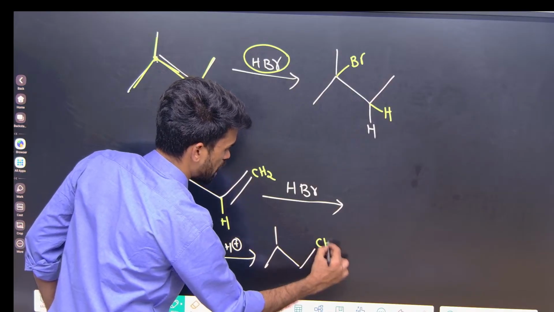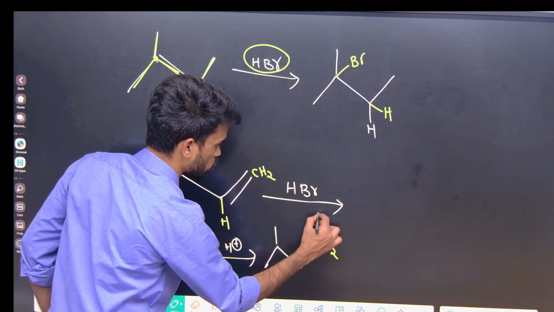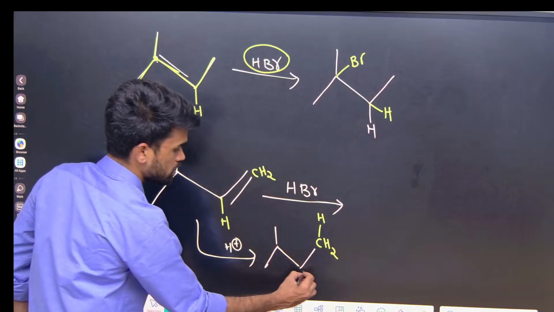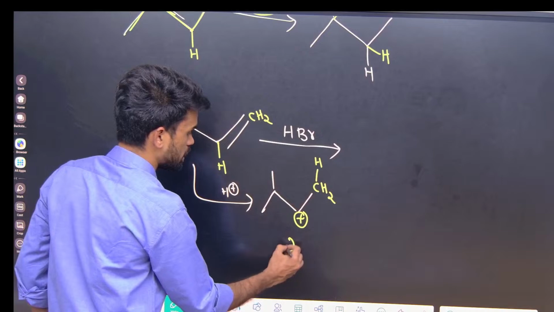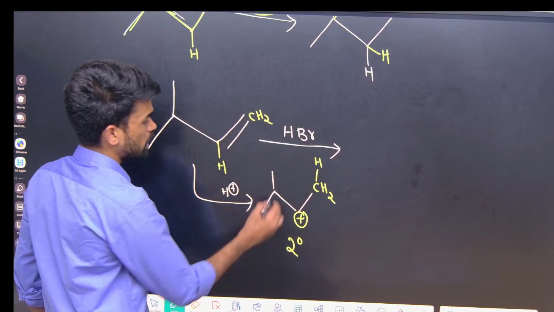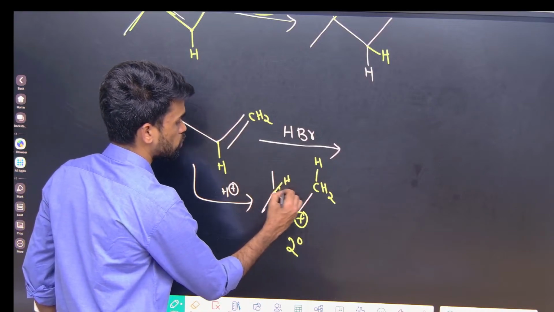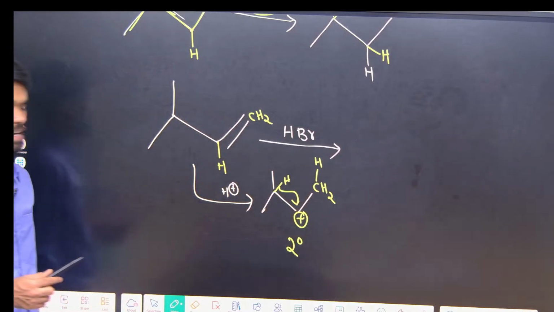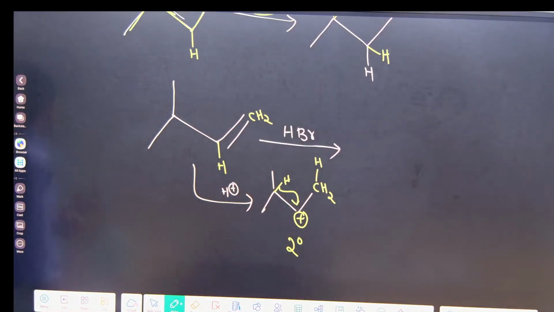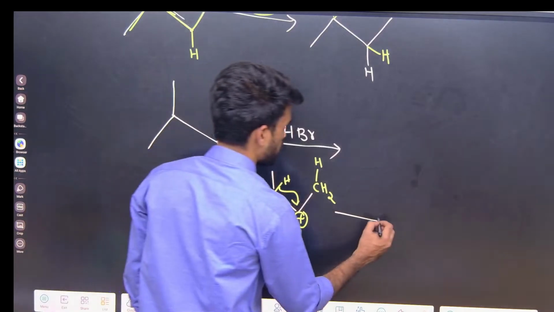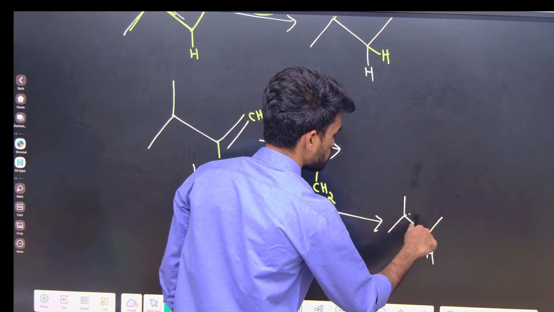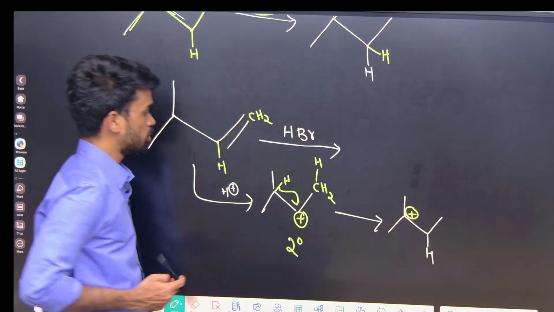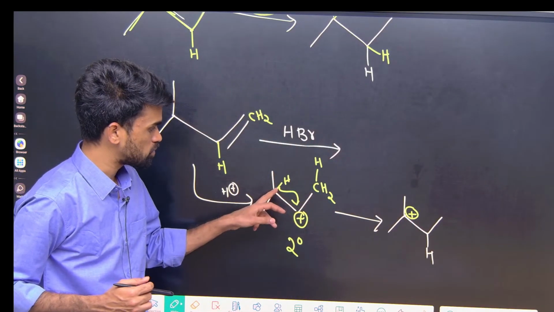Here CH2 already has two hydrogens, and one new hydrogen is coming here, that's it. On this carbon you are generating a positive charge. Now look at this carbon, is it primary, secondary, or tertiary? Secondary. Now if I shift one hydrogen from here to here, what happens to this carbocation? It rearranges to tertiary. So tell me, which is more stable, primary, secondary, or tertiary carbocation? Tertiary. So that's why the hydride shift is taking place from here to here.